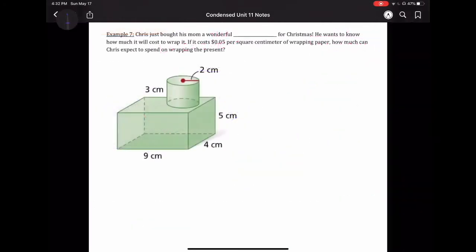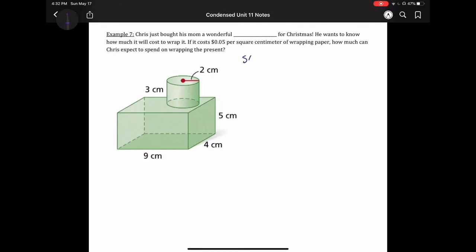All right, here on example 7, we have Chris just bought his mom a wonderful gift for Christmas. He wants to know how much it would cost to wrap it. If it costs 5 cents per square centimeter of wrapping paper, how much can Chris expect to spend on wrapping the present? Okay, so let's go ahead and look at the surface area of the rectangle first.